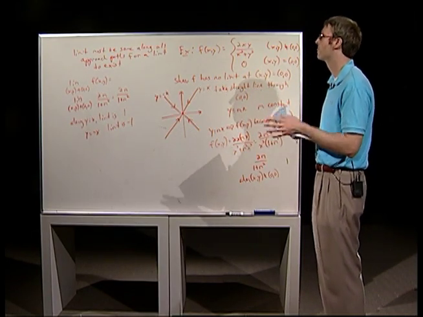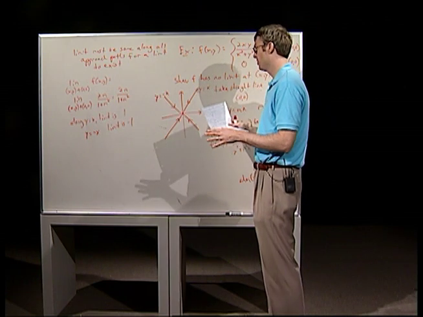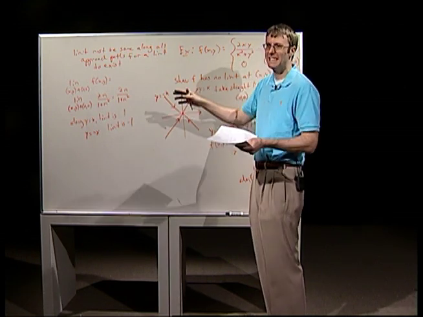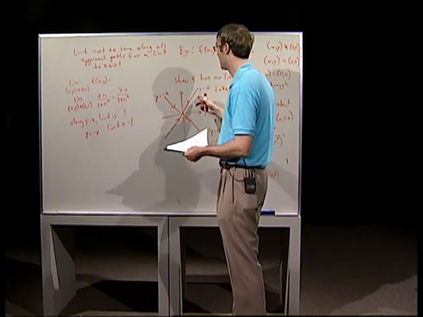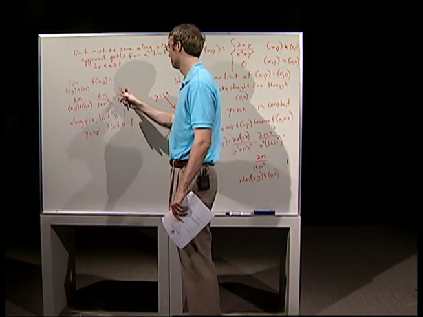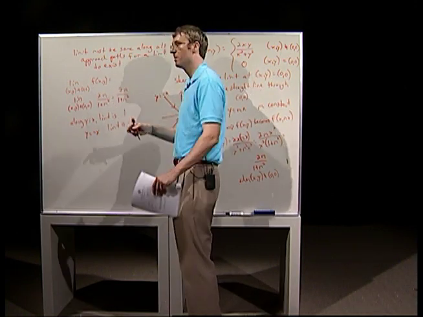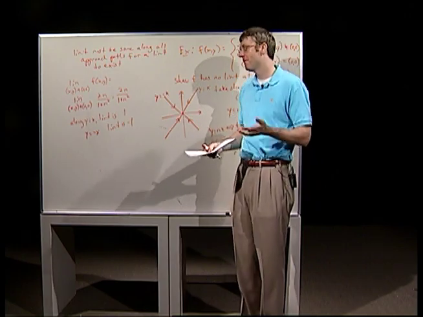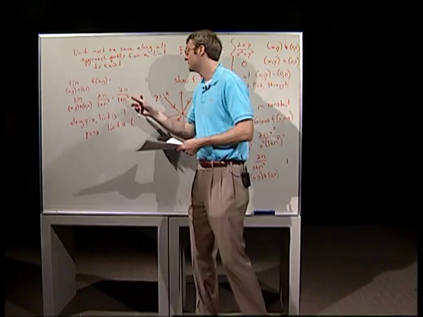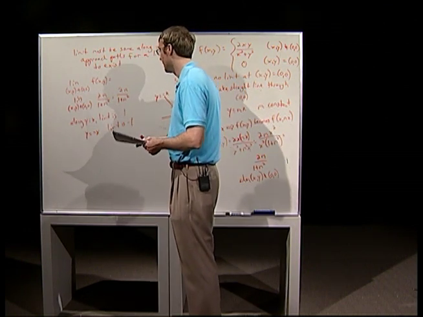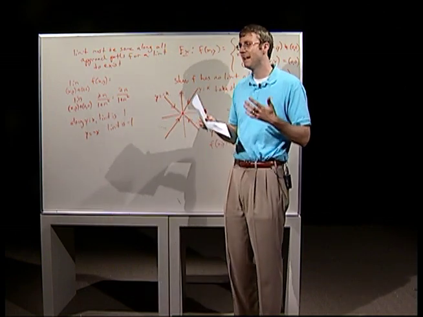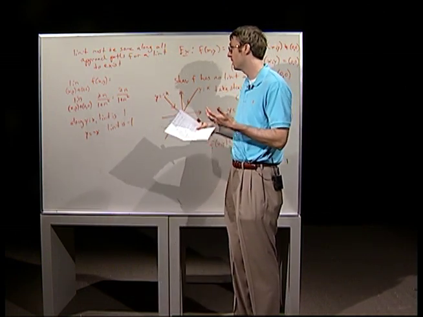And so it turns out, too, the steeper these lines get, take a look. If I had the line y equals, say, 10x, this all of a sudden becomes 20 over 101. That's about a fifth. If I had y equals 1,000x, this is 2,000 over 1,000,001. That's really small. These limits are getting smaller and smaller and smaller.